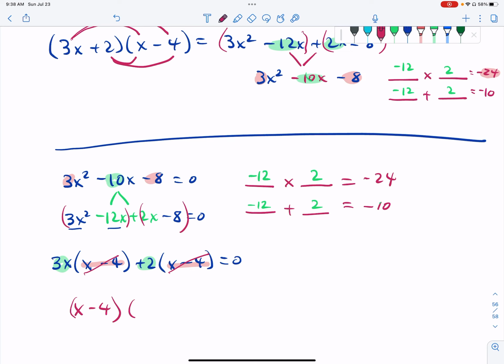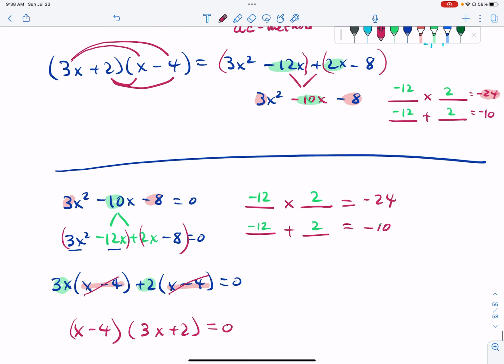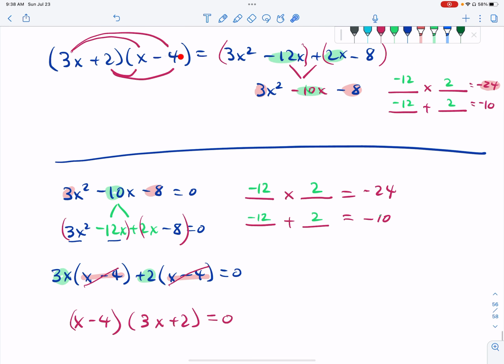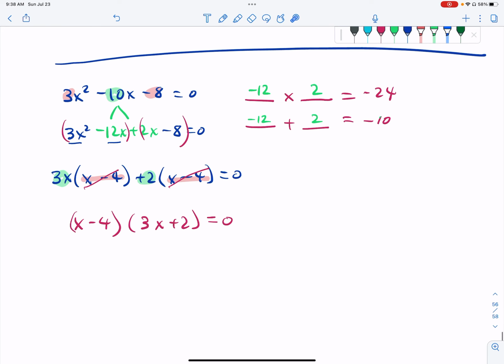Apparently this is going to be red. 3x plus 2 equals 0. And you can see that that is nearly identical to what we started with. The factors are reversed, but that really doesn't matter. And then again, I'm going to use the zero product property. Set each one of these things equal to 0.